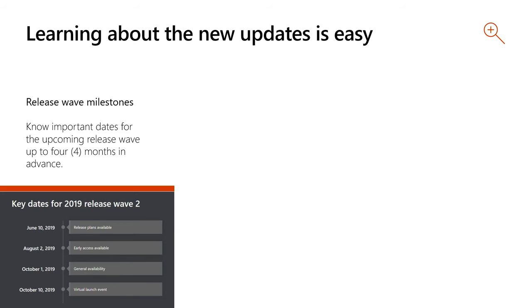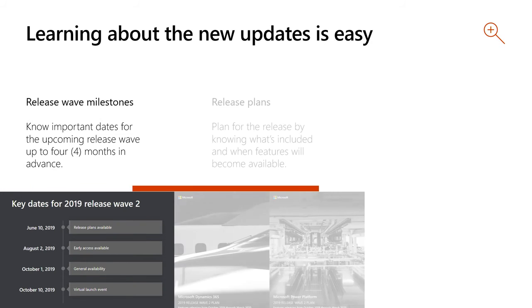information. We tell you exactly when the release plans will become available ahead of time, about 4 months ahead of time. We'll tell you when the early access period will begin so that you can plan for it. We'll tell you when the release will become generally available for you. But we're not stopping there.